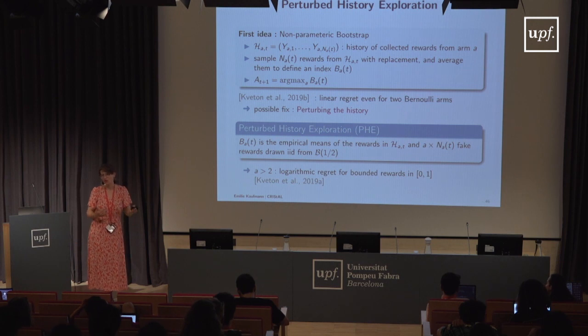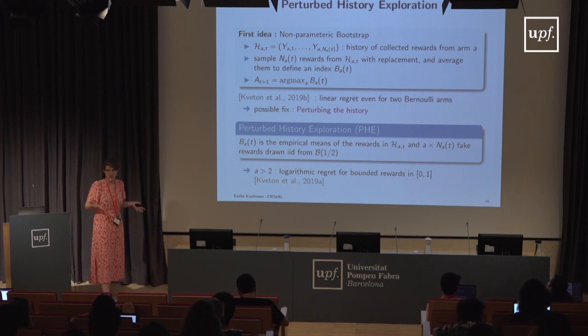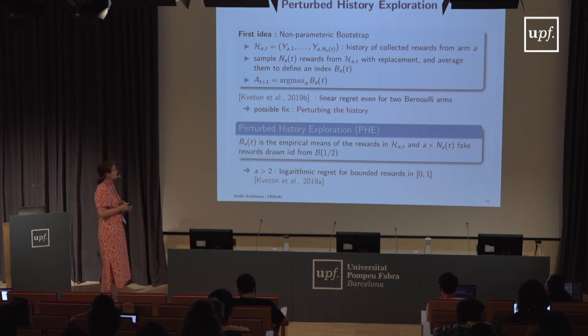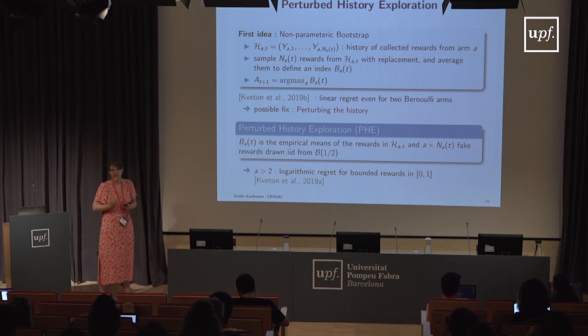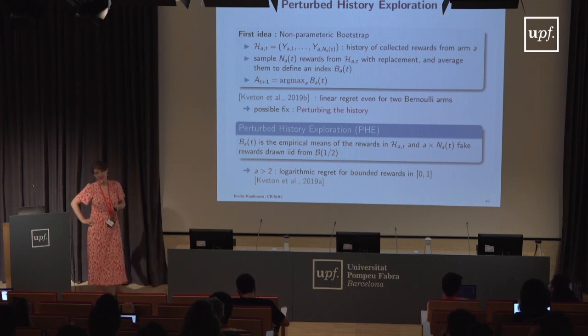So this is somehow, for statisticians, the most natural non-parametric variant of Thompson sampling, which could be applied to any distribution. But actually, what was proved, again in this nasty case of two Bernoulli arms, is that if you do that, you can get linear regret.